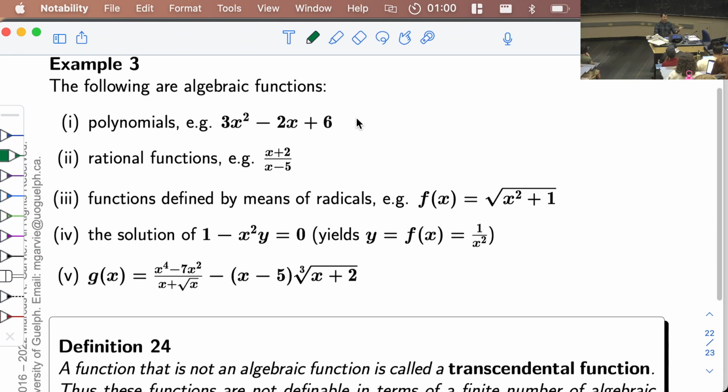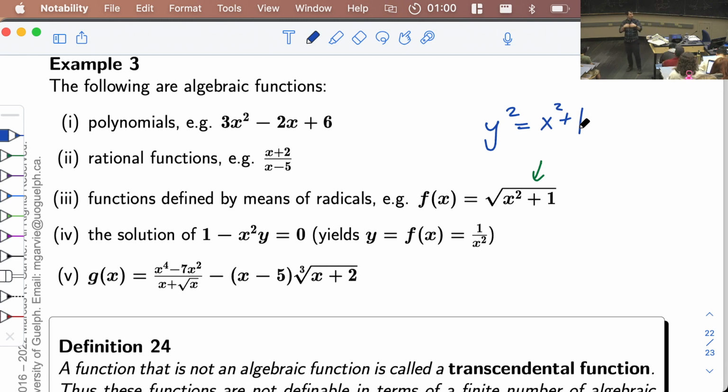Polynomials count. Rational functions count. That's the ratio of 2 polynomials. Things with radicals count, so square roots and so on. Those count because they come from polynomials like this. This comes from the polynomial y squared equals x squared plus 1. So that's a polynomial, and so you get this function with square roots and so on. Things like this, 1 over x squared counts, and even crazier things like this crazy guy with a cube root and dividing by a square root, those count too. So if it's made up of dividing, adding, multiplying polynomials, that's an algebraic function.